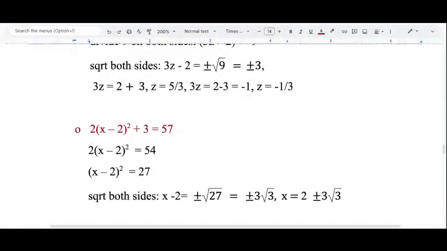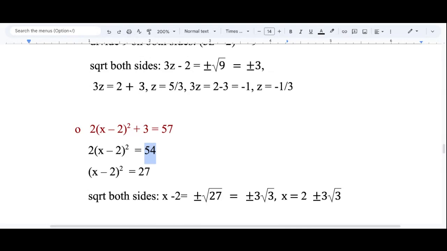Let's see this one. We have a number before the square term, and then we have this add 3. First, we want to move this add 3 to the other side, or we minus 3 on both sides. So 57 minus 3 becomes 54.